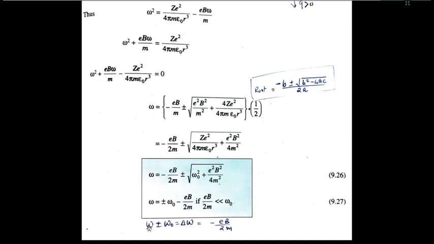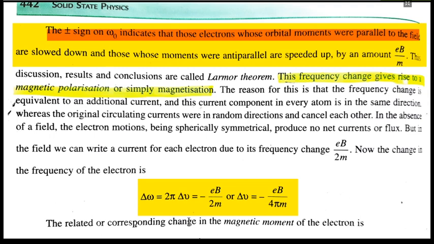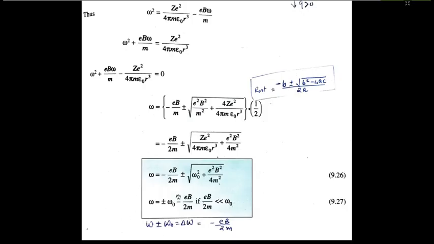So if you add omega 0 here, that is also a change of omega, and if you subtract omega 0 from omega, that is also a change in omega. That is why, when you take this component on the left side, it is referred to as delta omega. Okay, so this is the outcome of the previous equation, which you have made here in a box: omega plus or minus omega 0 is equal to delta omega, and that is equal to minus e B upon 2m.